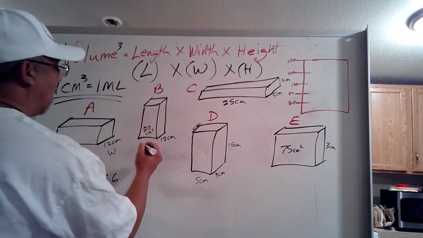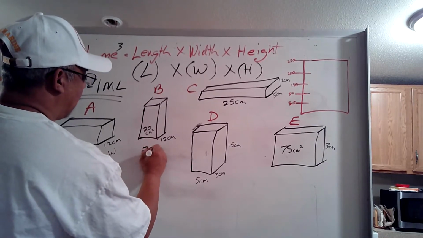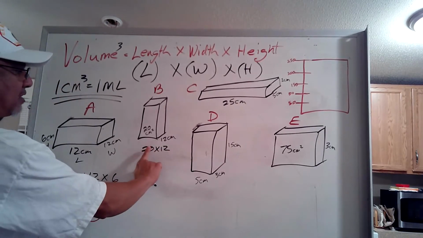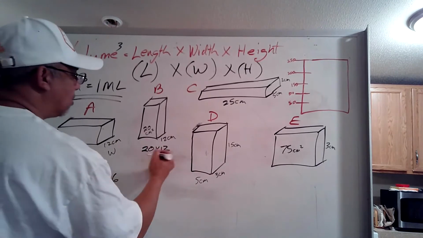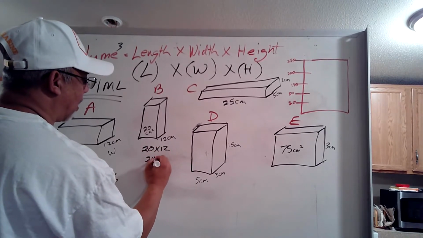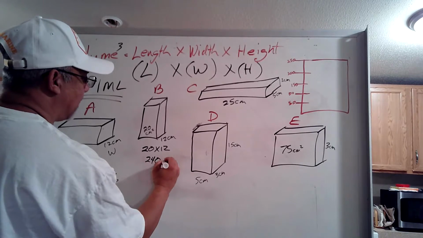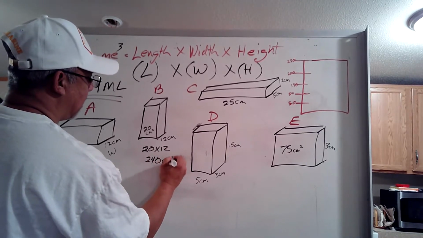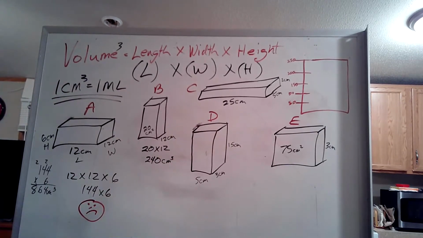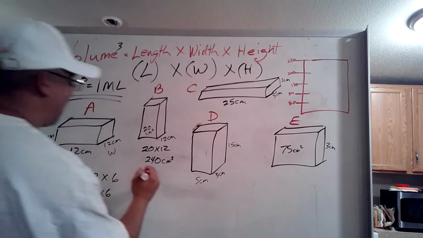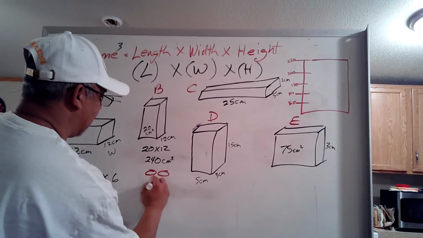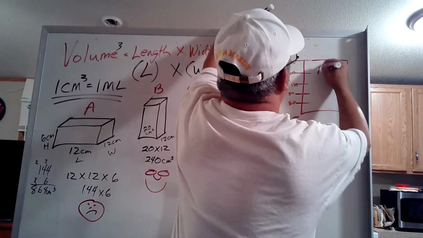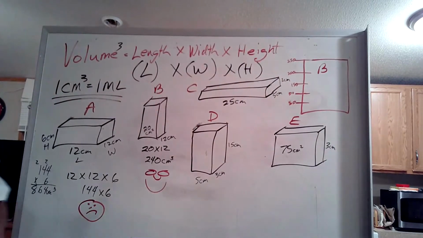So, I'm going to multiply my 20 times my 12. If I remove that 0, that's 2 times 12. 2 times 12 is 24. Just add my 0, and that's going to be 240 cm³. Will that fit in my beaker? Yes, it will. So you're going to get a great big smiley face, and I'm going to put the letter B over here. B will fit in my beaker.